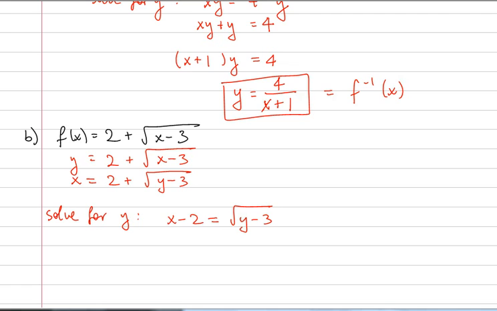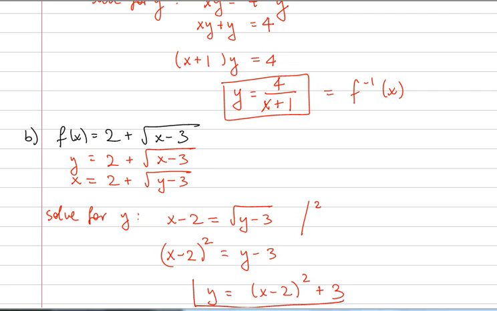Once you have the square root by itself, you can square both sides of the equation. So you'll have x minus 2 squared equals, and then you square the square root and you get y minus 3. So y is equal to x minus 2 squared plus 3. And that's the final answer. That's f inverse of x.